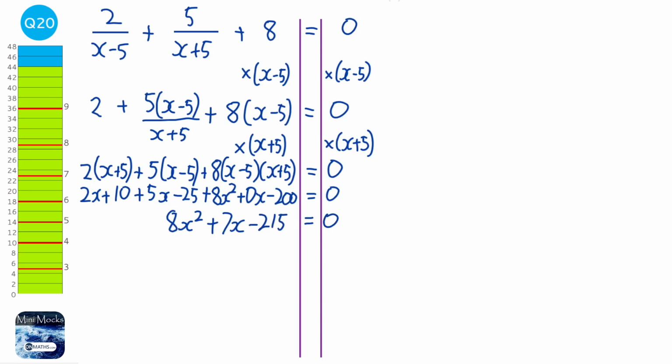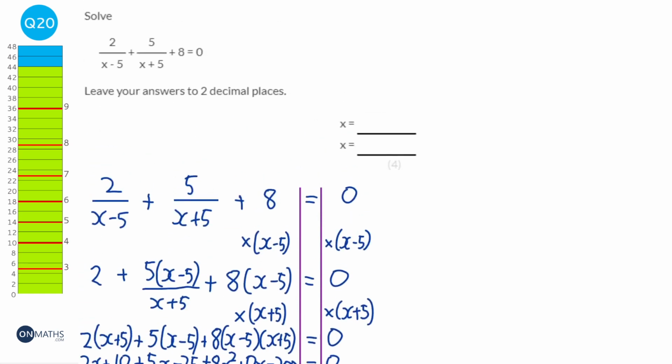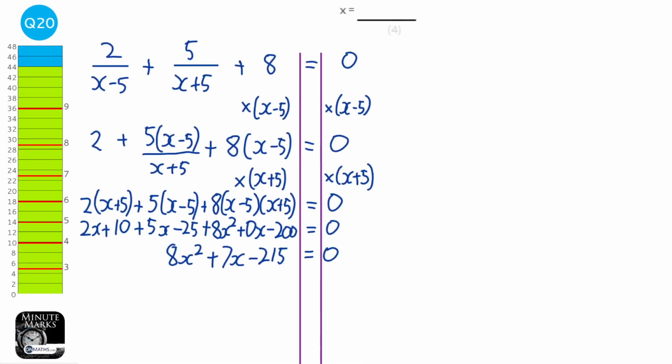Now, normally when you look at it, it doesn't look like it will factorize. If this is on the calculator paper, chances are it will be a question on using the quadratic formula. If you look back at the question as well, the biggest clue is it asks for the answer to be to 2 decimal places, so it clearly won't factorize. So we are using the quadratic formula.